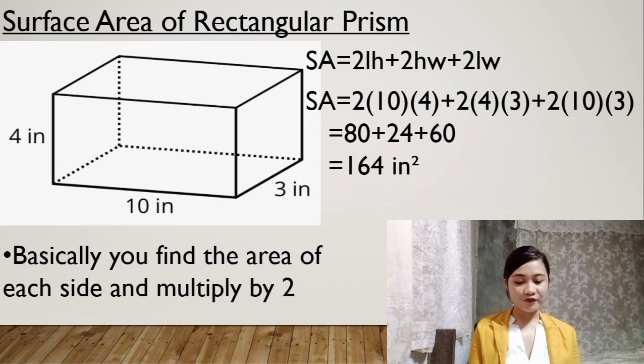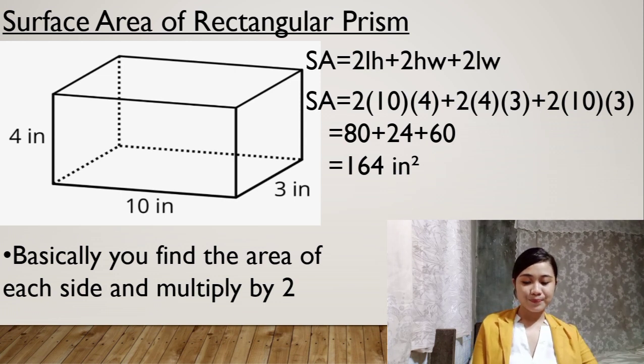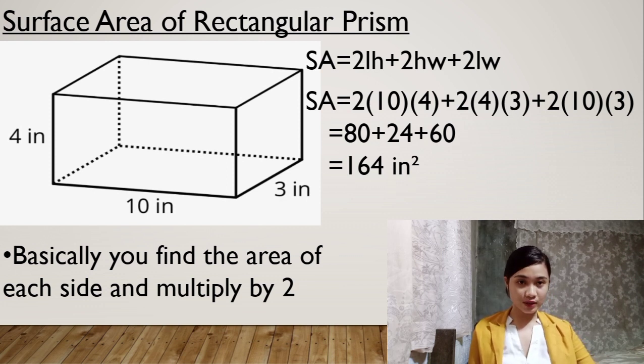Okay, so if we have a rectangular prism, yung height niya is 4 inches, and then the length is 10 inches, and then the width is 3 inches. So, we have to substitute the given numbers. So, SA is equal to 2, and then the given number of length will be 10, and then the height will be 4, plus 2.